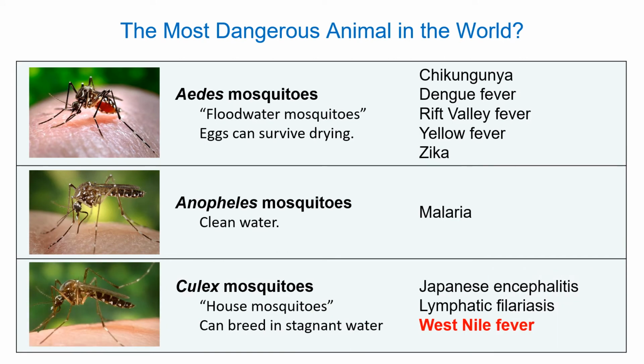These ones love stagnant water. You can see the other name for the Culex mosquitoes is house mosquitoes. So they're associated very highly with human civilizations. They can breed in eavestroughs or puddles or farm fields and ditches and things like that. The one that's relevant here is, of course, West Nile fever, which I want to talk about now.